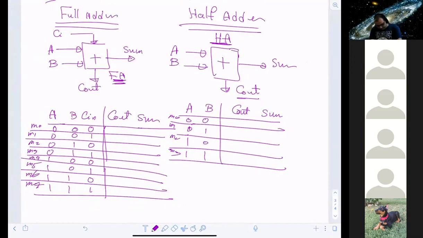Right? We're just applying addition here, right? So 0 plus 0, what are we expecting as an output? 0, and there is no carry. Right? 0 plus 1 is 1, there is no carry. 1 plus 0 is what? 1, there is no carry. 1 plus 1 is what? 0, and there is a carry out. Everybody agrees with me?